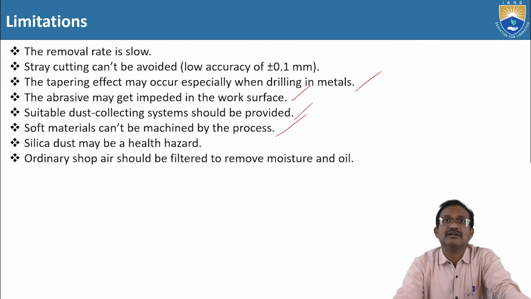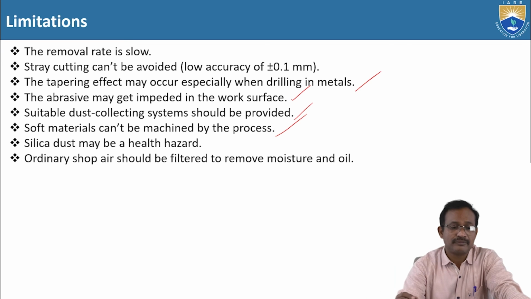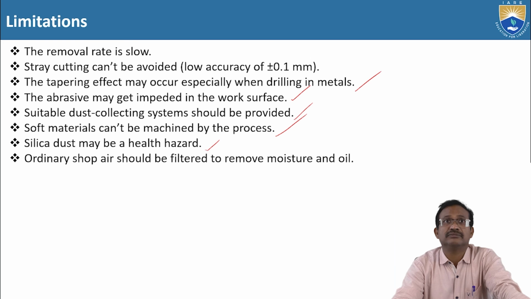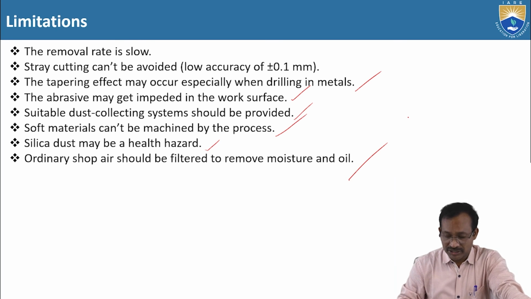However, machining brittle materials is somewhat difficult, but it is possible with this machining system. Silica dust may be a health hazard. Usually, silica dust damages the nervous system and skin of human beings. Ordinary shop air should be filtered to remove moisture and oil. So this is another limitation of this system.